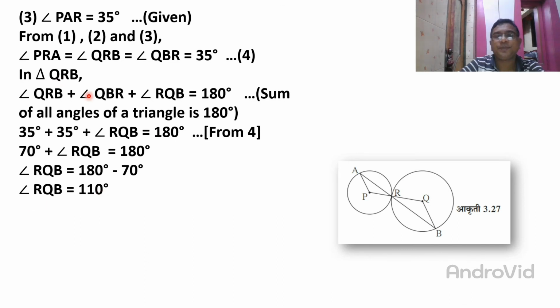180 degrees minus 70 degrees leaves 110 degrees. See, this is triangle QRB. Angle R is 35 degrees, angle B is 35 degrees. So angle QRB plus angle QBR plus angle RQB is equal to 180 degrees, the sum of angles of a triangle. 35 plus 35 is 70 degrees. Plus angle RQB is equal to 180 degrees. 70 degrees positive goes across as negative, so 180 degrees minus 70 degrees gives 110 degrees. So angle RQB is equal to 110 degrees.